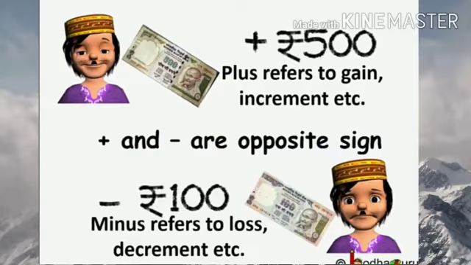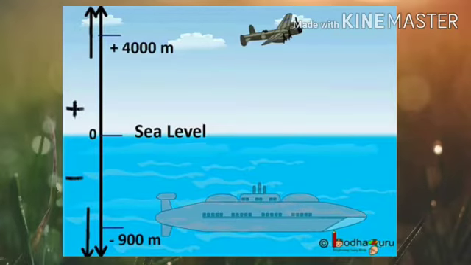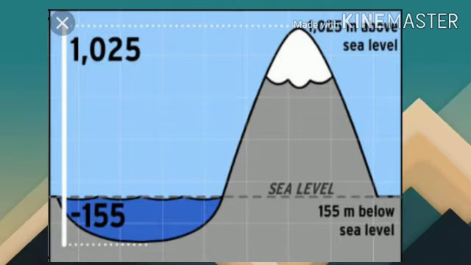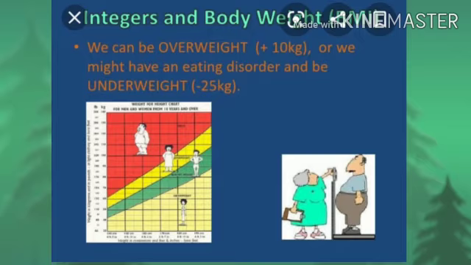Here, profit of a shopkeeper represents a positive integer and the loss of a shopkeeper represents a negative integer. The height of the aeroplane above the sea level is positive and the height of the submarine below the sea level is negative. Here, a mountain above sea level is positive and below sea level is negative. Here, high blood pressure represents a positive integer and low blood pressure represents a negative integer. Overweight of a person is a positive integer, underweight of a person is a negative integer.